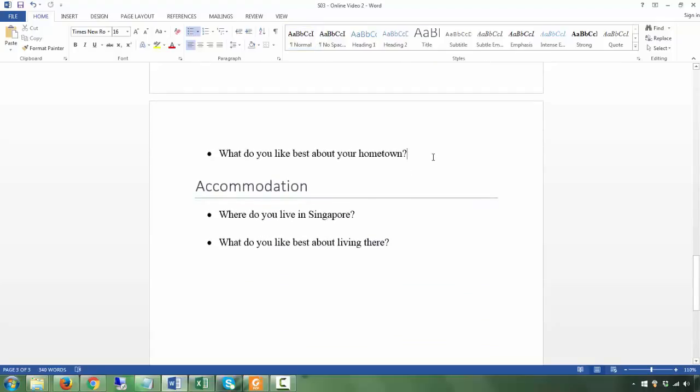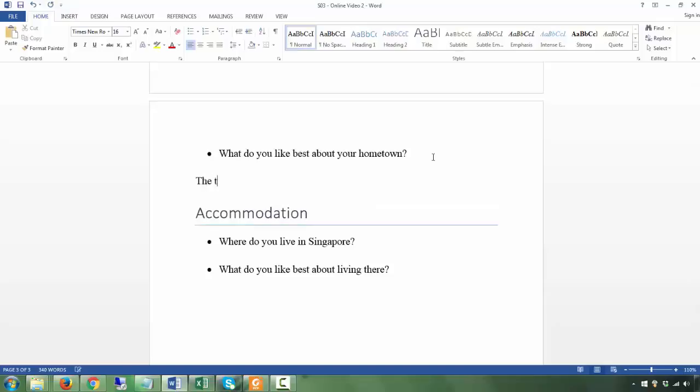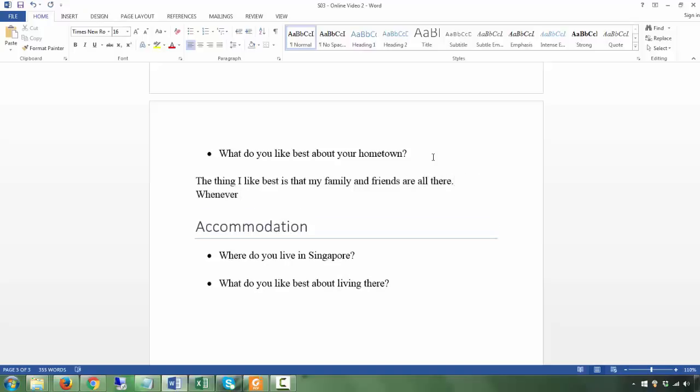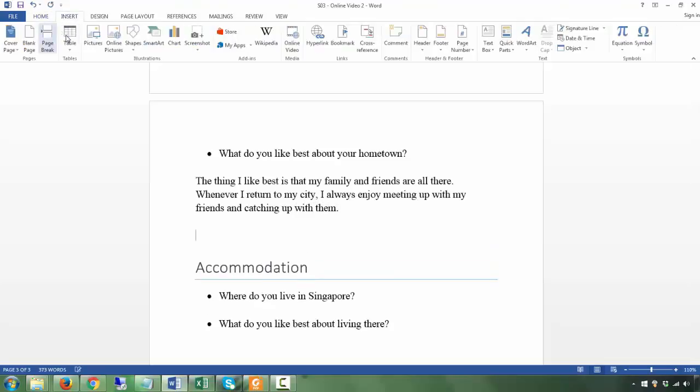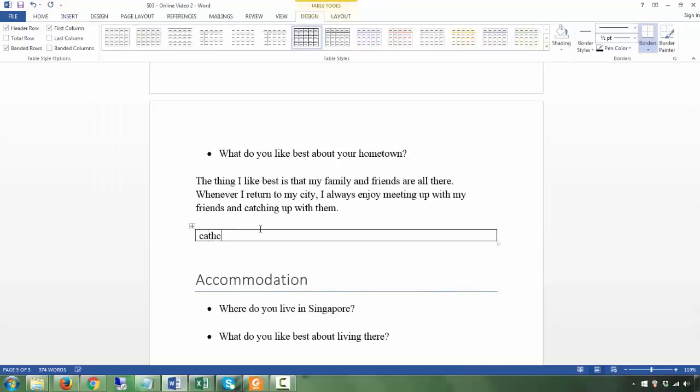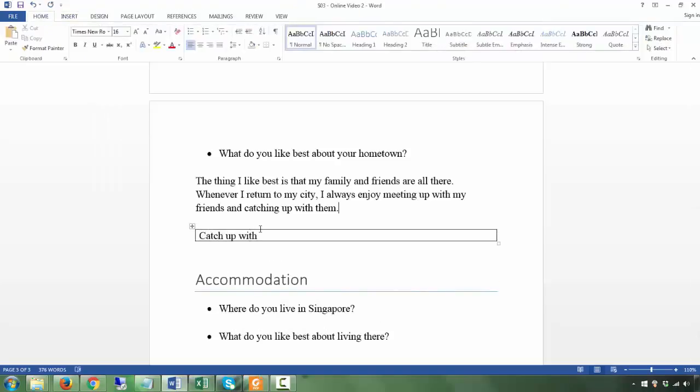So what do you like best about your hometown? The thing I like best is that my family and friends are all there. So whenever I return to my city, I always enjoy meeting up with my friends and catching up with them. Okay, catching up, what is to catch up? That's an idiom. To catch up with someone is to update a person about your life.